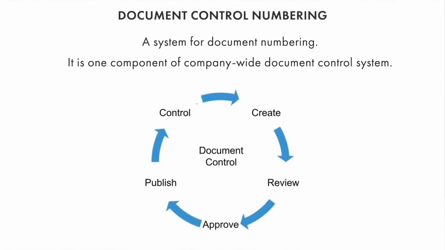Document control numbering is the use of a system for document numbering that allows you to create, store, and then access documents in an organized manner. It is one component of a holistic document control system that helps you to ensure that documents are created, reviewed, modified, issued, distributed, and accessed according to approved procedures and standards.